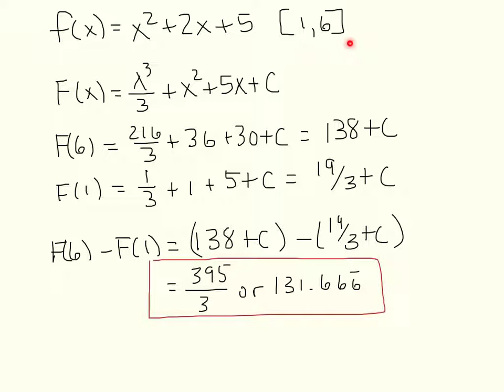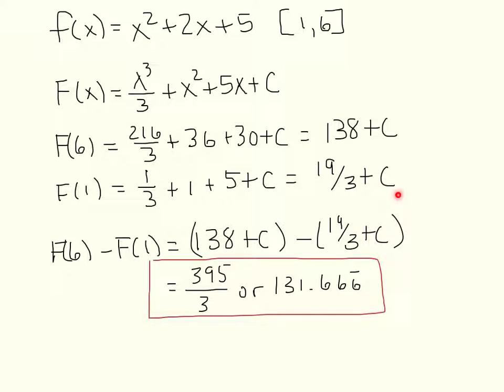And what I first wanted to do was use the evaluation theorem to show what my answer should be when I get it. So I've gone ahead and computed big F of x, the antiderivative of x squared plus 2x plus 5, and I did not forget my plus c. And I evaluated it at its endpoints at 6 and 1. So you'll see that F of 6 ends up being 138 plus c. F of 1 ends up being 19/3 plus c.